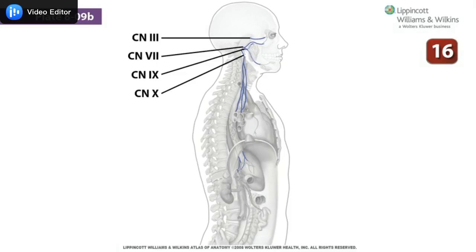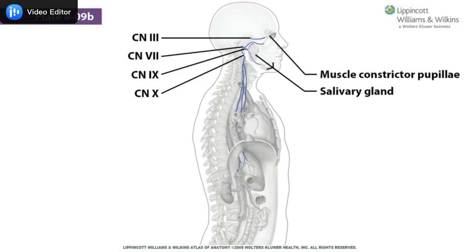Those traveling with the first 3 of those cranial nerves synapse at one of 4 parasympathetic ganglia in the head, and the postganglionic parasympathetics follow other cranial nerve branches to reach their target organs, such as the salivary glands and the muscle that constricts the pupil in the eyeball. The parasympathetics associated with the 3rd, 7th, and 9th cranial nerves only act on targets in the head.